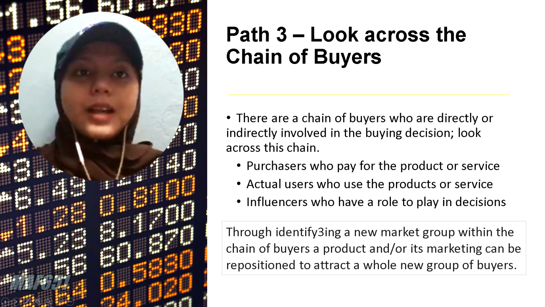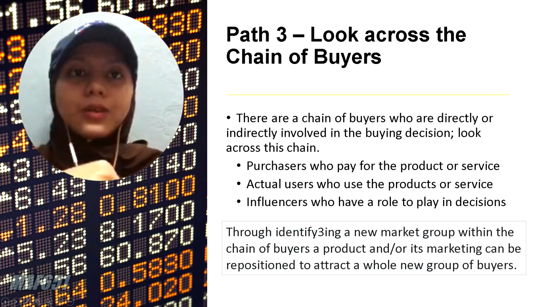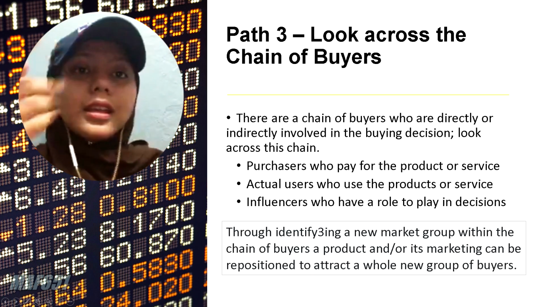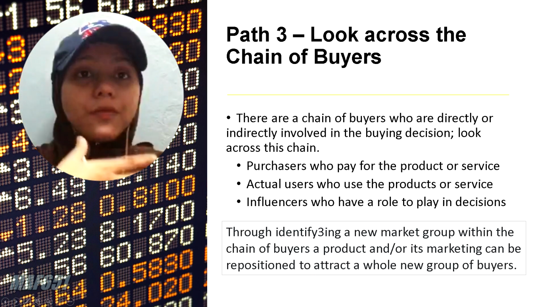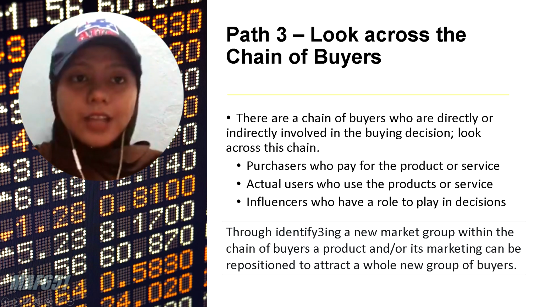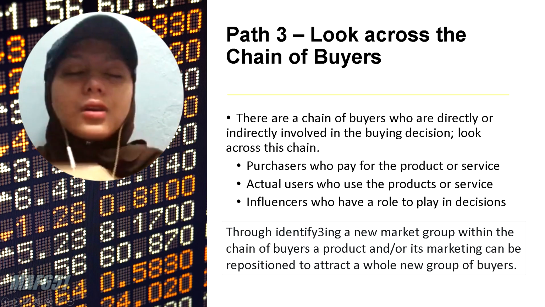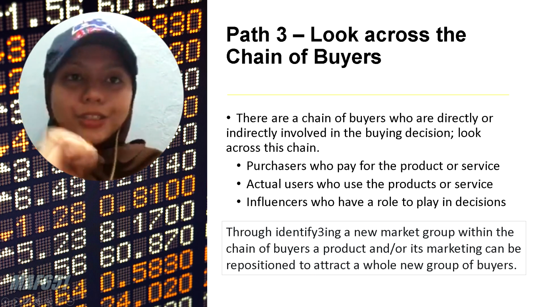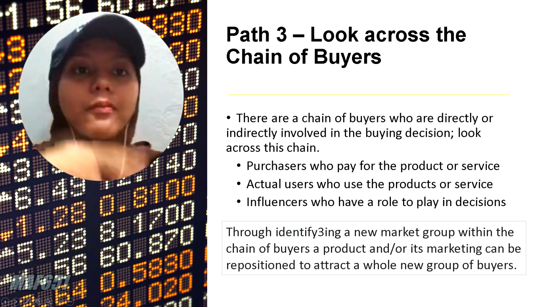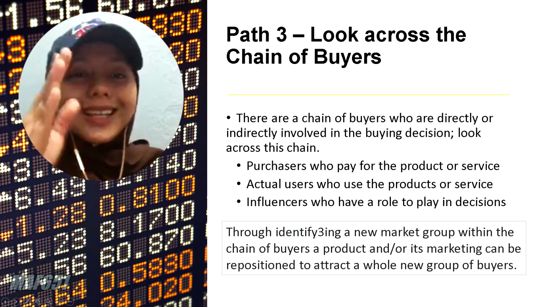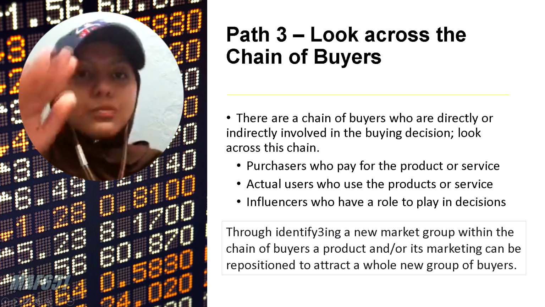The third part is to look across the chain of buyers. There is a chain of buyers who are indirectly or directly involved in a buying decision. First, the purchaser who pays for the product or service. Second, the actual user who uses the product or service. And third, the influencer who has a role to play in the decision. By identifying a new market group within the chain of buyers, a product and/or its marketing can be repositioned to attract a whole new group of buyers.